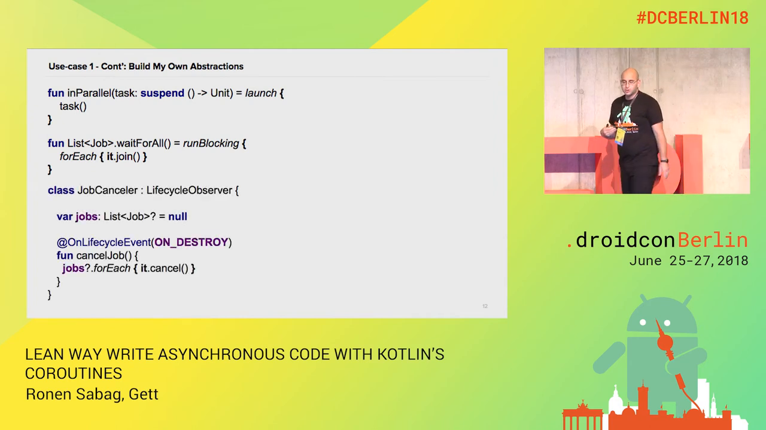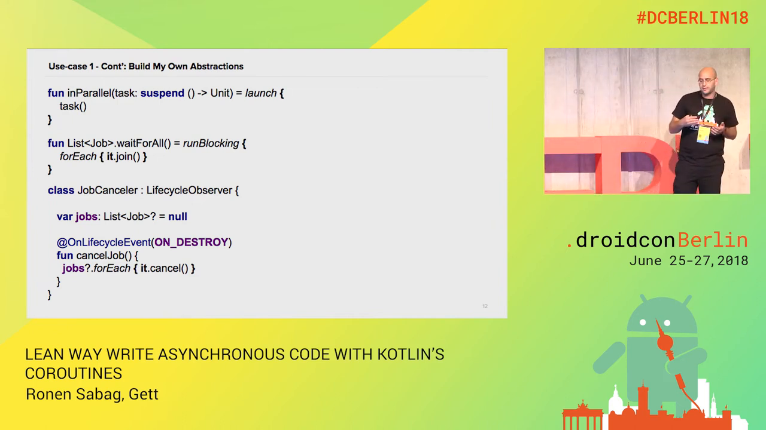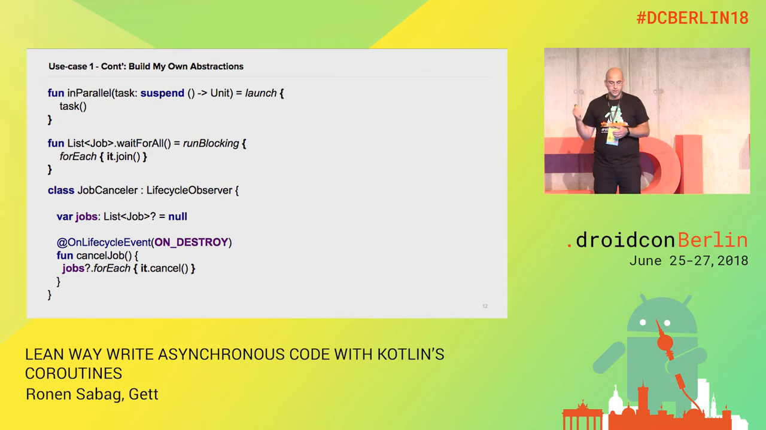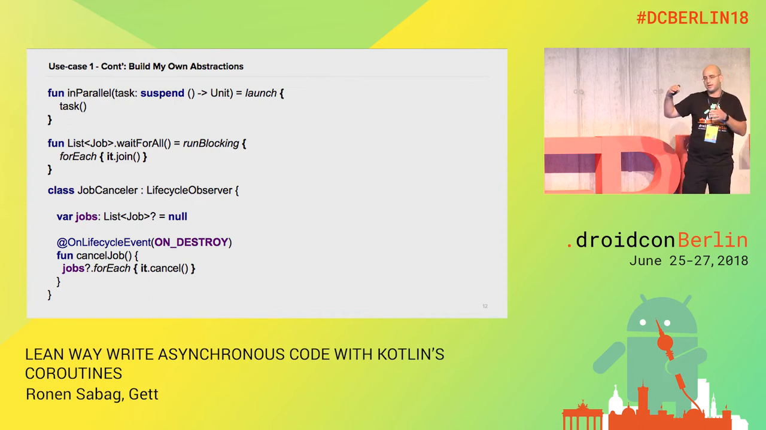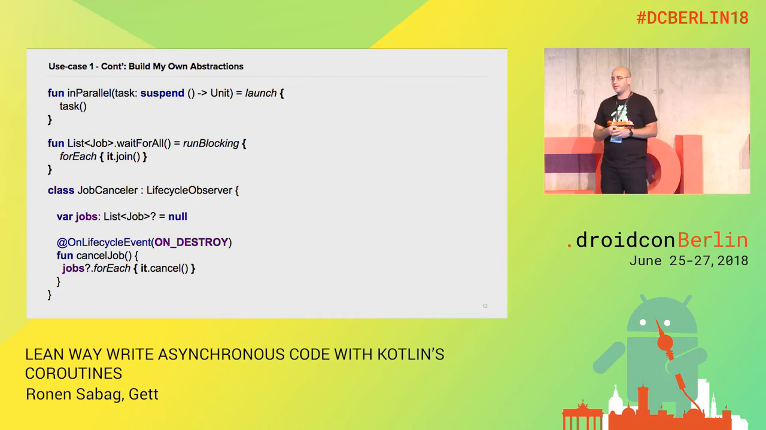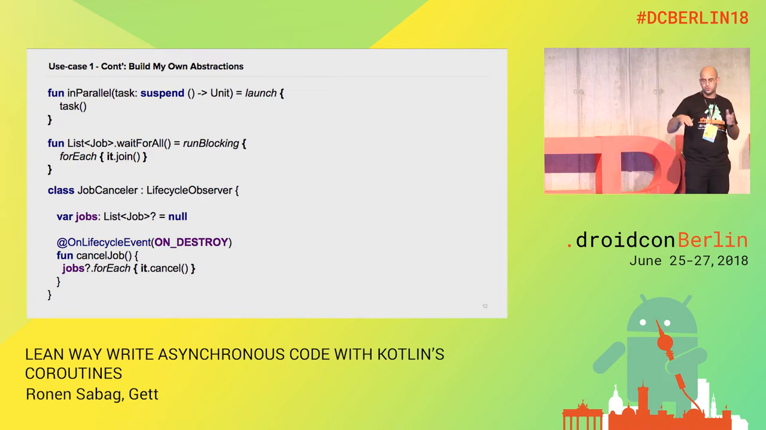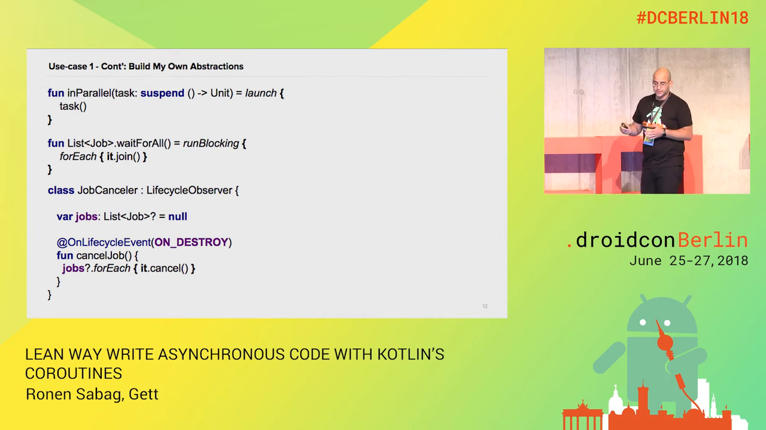And finally, I also want this task to be bound to some lifecycle. I can do it very easily by introducing something that I call JobCanceller, which is also a lifecycle observer. When I initialize this class, the JobCanceller, I can register it to some lifecycle owner, so it will be aware of the lifecycle. On the destroy of this lifecycle, I will just go over each one of the jobs in the list and cancel it. By that, it's going to be bound to the lifecycle.